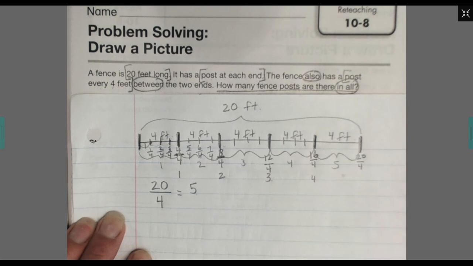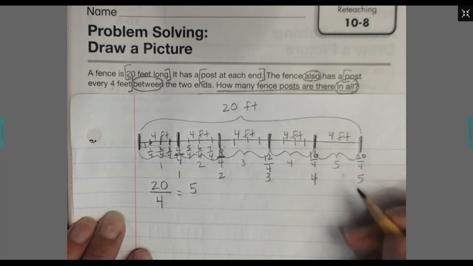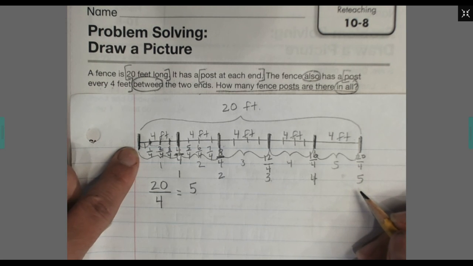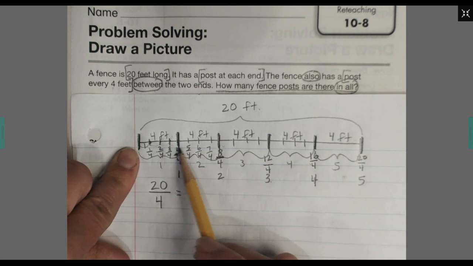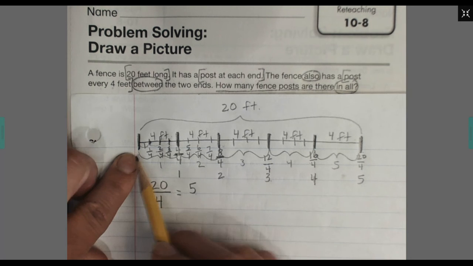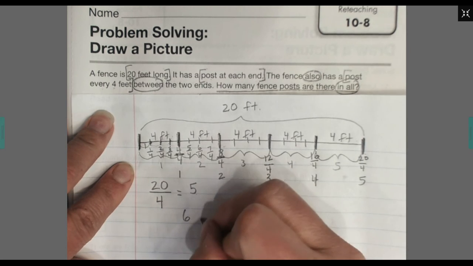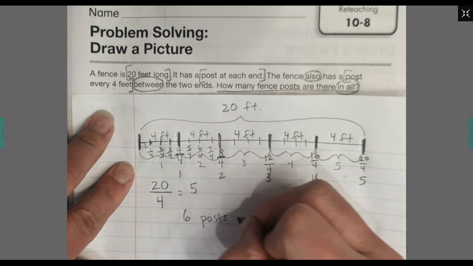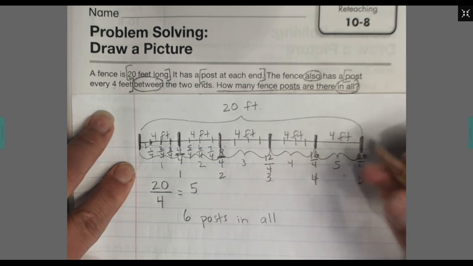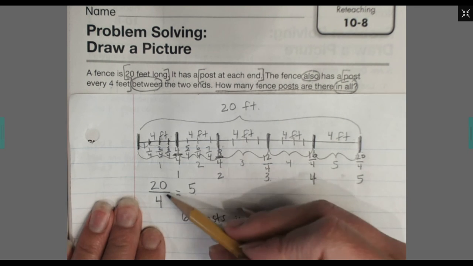Okay, but we also know there's a post at the beginning. So I have those 5 posts plus that one post for a grand total of how many posts in all? 6 posts in all.